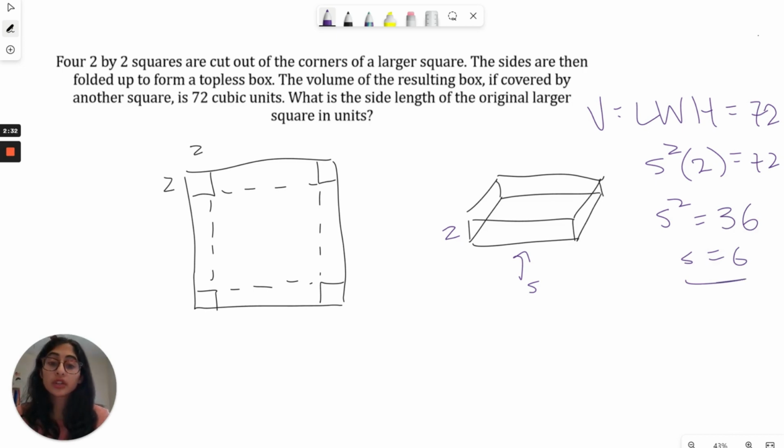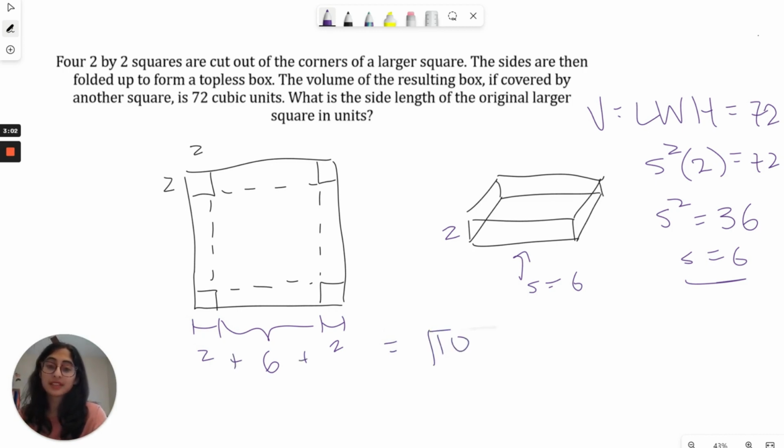So if we know that this new side is equal to 6, is that the answer to our question? No, because it's asking for the side length of the original larger square. So we found that this side length is equal to 6, right? The new base of that box. But don't forget, we have to account for the 2x2 squares that we cut out from the original square. And so we find that the length of the larger original square was 2 plus 6 plus 2, which is equal to 10. So just 10 units.